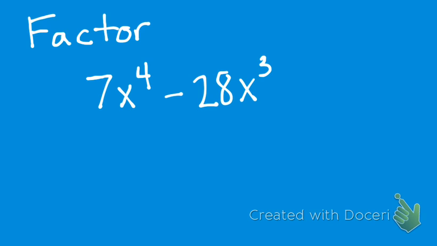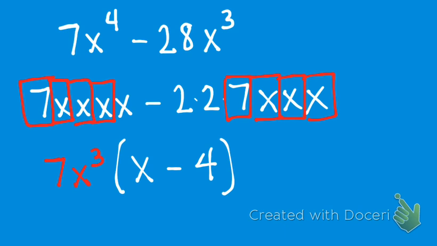Factor this problem on your own. After breaking up both terms, you'll notice that what they have in common is a 7 and 3 x's. So 7x to the third goes outside the parentheses. The remaining factors for each term is x in the first one minus 4 in the second one.